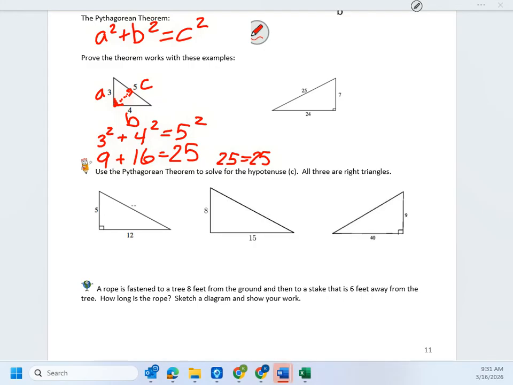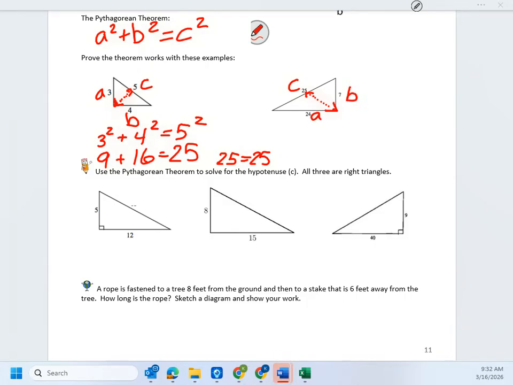What should I label the C, the hypotenuse? Which one would be C, the hypotenuse? Alex? 25. How did you know 25 was the hypotenuse? Because it's directly across from the right angle. That's how you can always know which one is the hypotenuse. Then we know our other two are the A and the B, the legs. The legs make up that right angle.